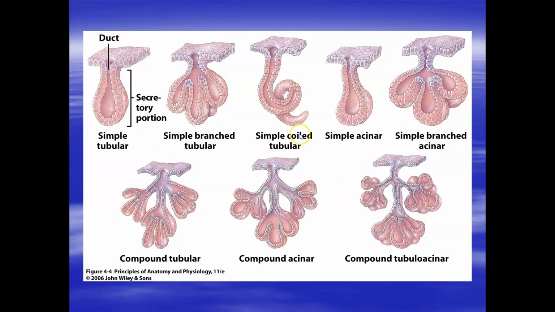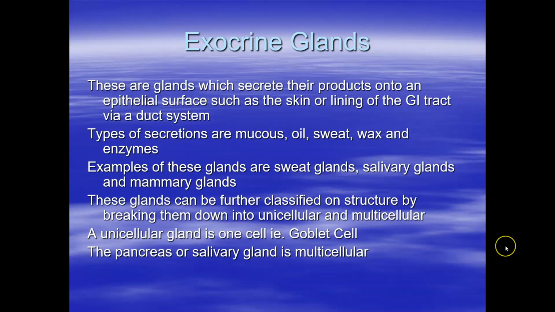I'm not going to go through all these, but just understand there are many different shapes and sizes of ducts in the human body, and they secrete various different compounds. But fundamentally, you can see that every one of these shapes has a duct system, and that there's an opening on the apical surface that secretes their compound. So types of secretions we see are mucus, oil, sweat, wax, and enzymes. Examples are sweat glands, salivary glands, which are in the mouth, and the mammary glands, of course, that create and express milk for the young child.